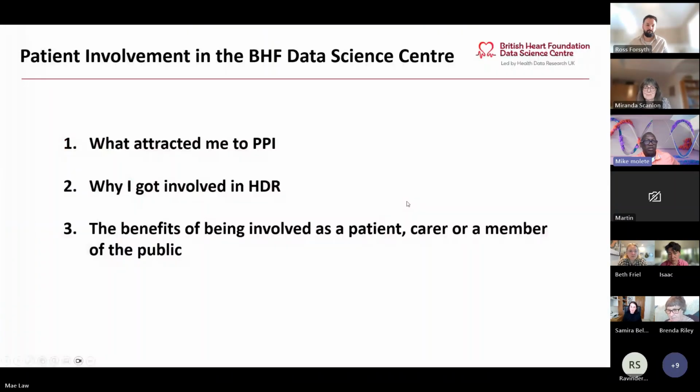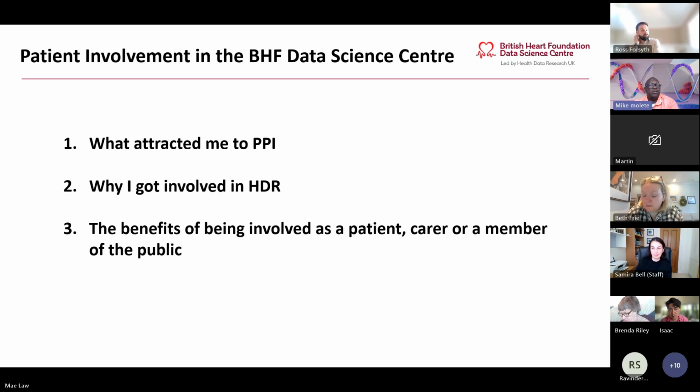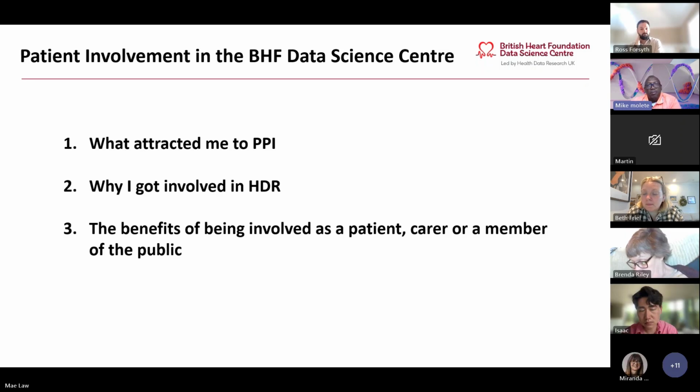So starting with what attracted me to health and care PPI, it started with me being a carer for my father. Then I became a person affected by multiple morbidities. Back in the days when it was more about healthcare professionals deciding what's best for the patient and less about what matters to people affected.